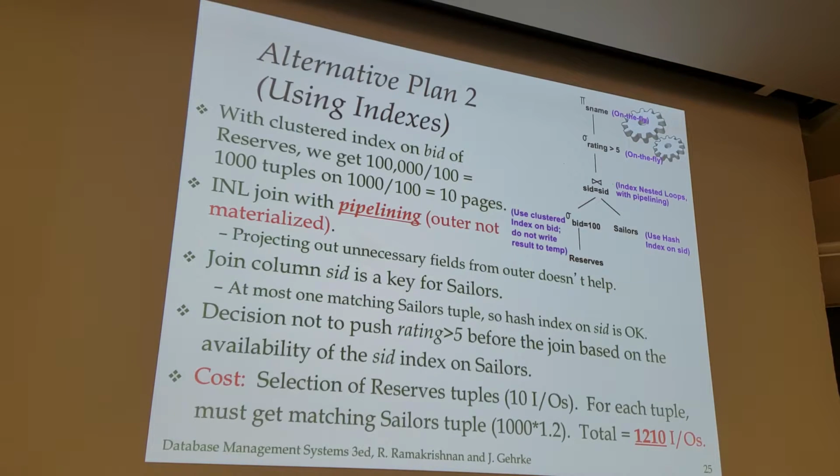Moreover, there is at most one matching sailor tuple because SID is the key of sailors. So there's exactly one, or there could be 0 if something was reserved by a sailor who doesn't exist, if I don't have a referential table.